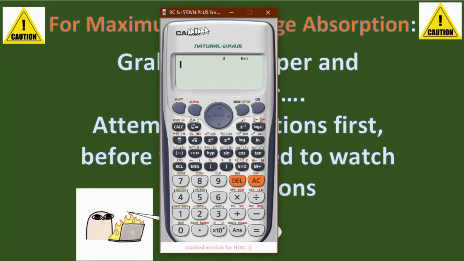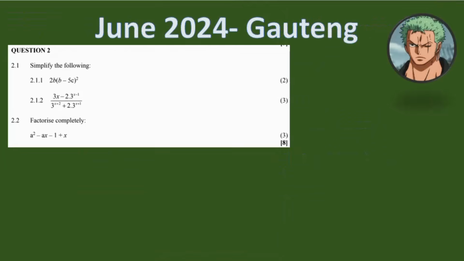Okay guys, we are 3 minutes into the video. Let's start now. So we'll first start with the June 2024 Gauteng paper. Right. So in this paper, this is what they had in question 2. Remember we did all the question 1s in the previous video. Right. Okay, let's move on.